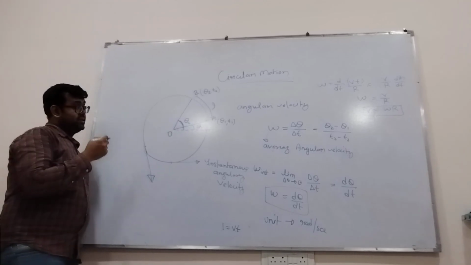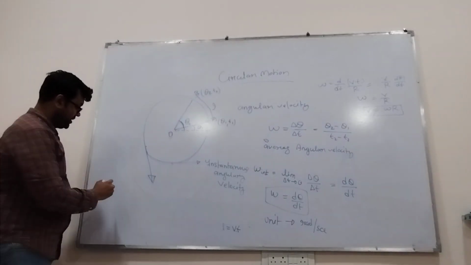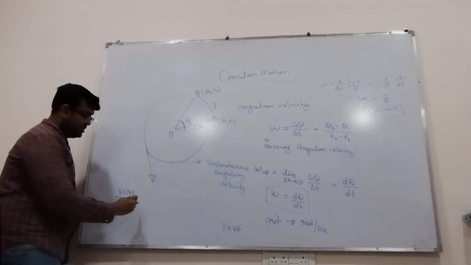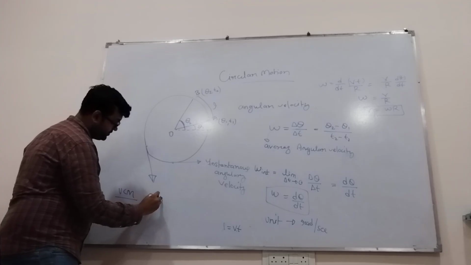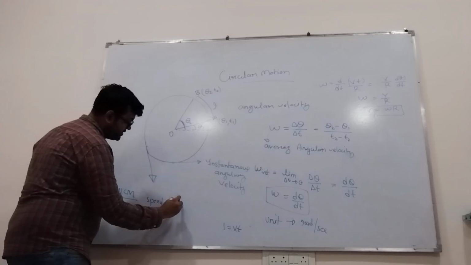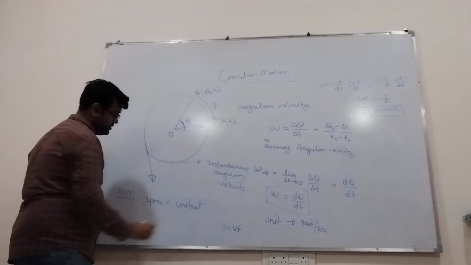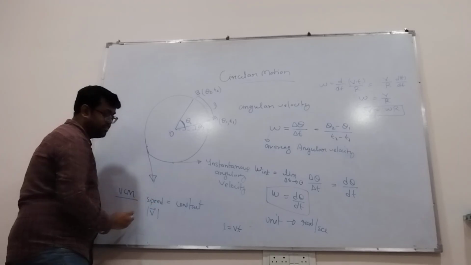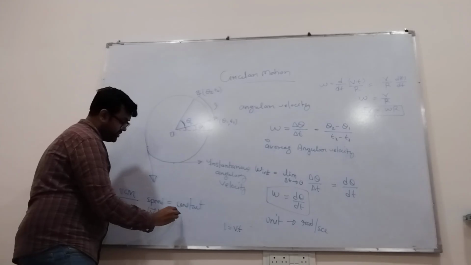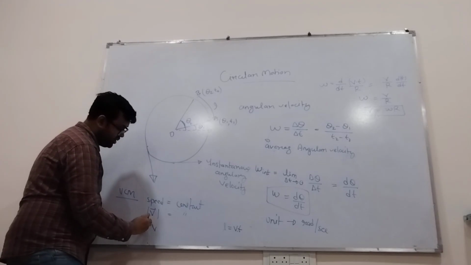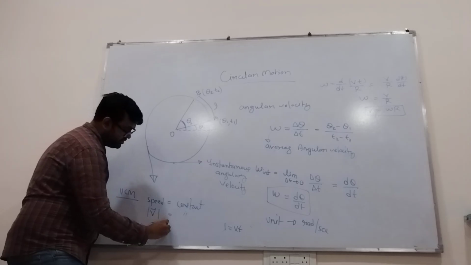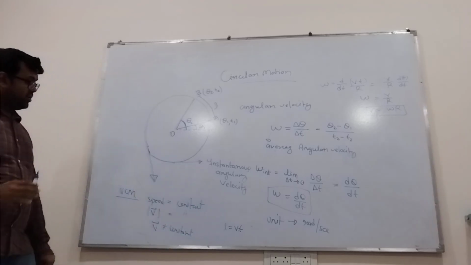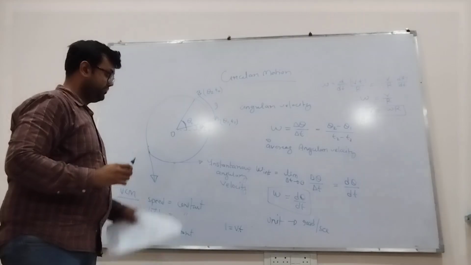So in the uniform circular motion, the speed is constant, and the magnitude of the velocity is also constant. But if we talk about only velocity, then it is not a constant value. Why? Because it is always keep changing its direction, right?